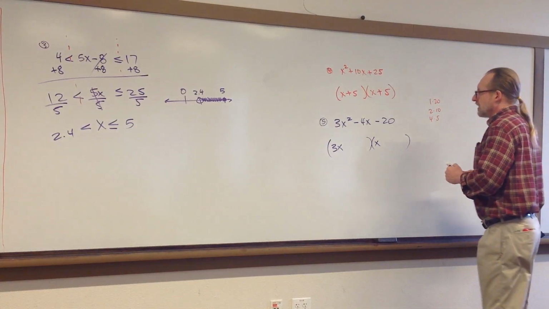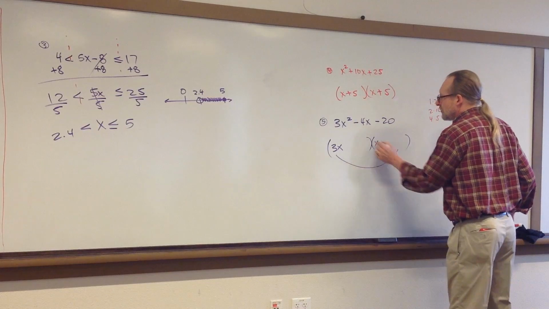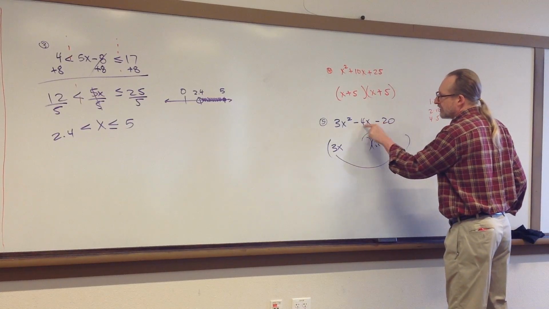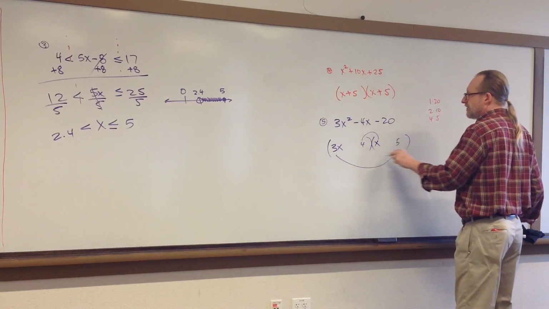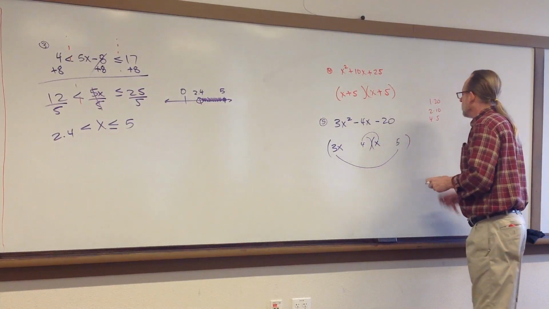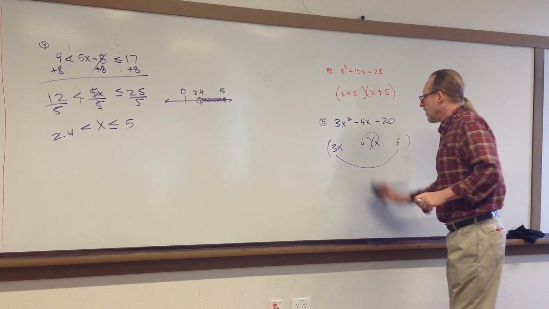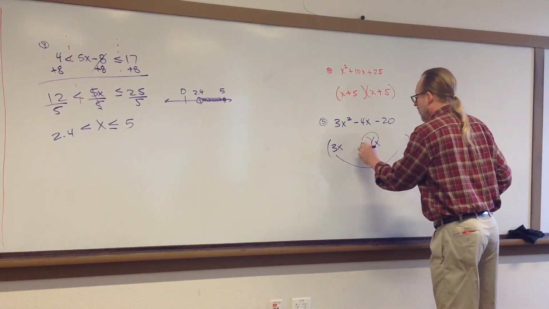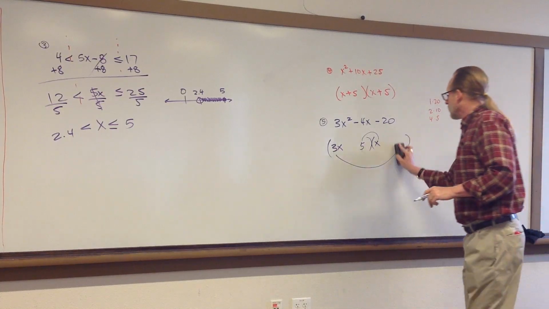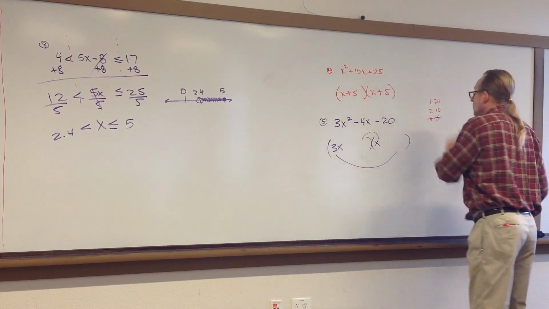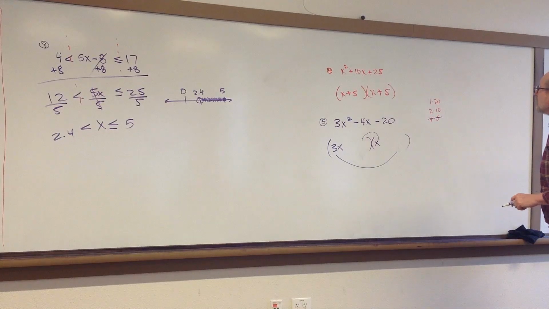So let's see. We're looking for these two multiplications to have a difference of 4. If I go 5 here and 4 here, that's 15 minus 4 is 11. That's no good. This is 12 minus 5 would be 7. Also no good. So this one is not going to be the one that we're going to use.